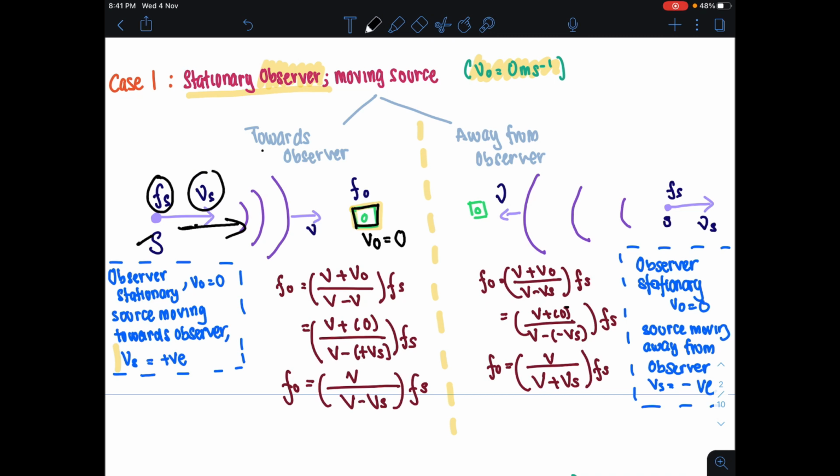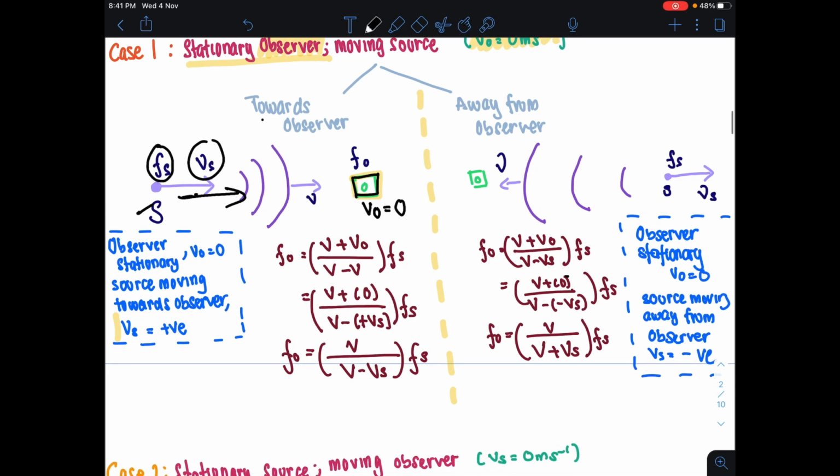Maksudnya with what speed your source is moving. Okay. Dan V yang dekat sini pula adalah what is the speed of your sound itu in the air. Dekat udara apa kelajuan dia. Which is a constant lah. Selalunya 345 atau 343 ms negatif satu, dia akan bagi dalam soalan.